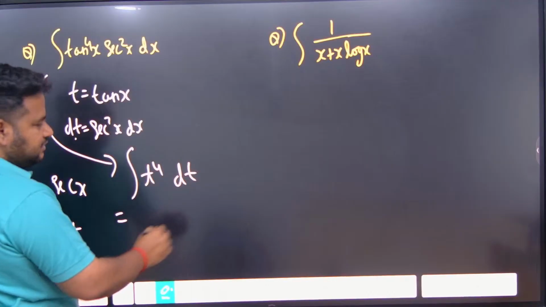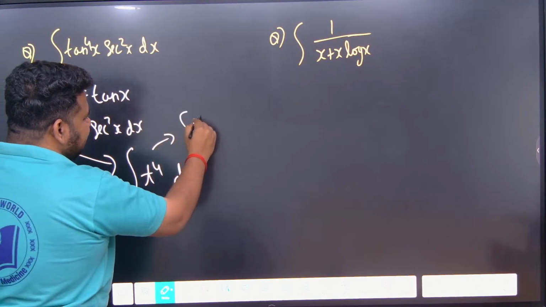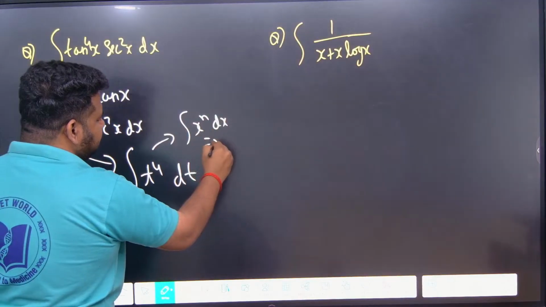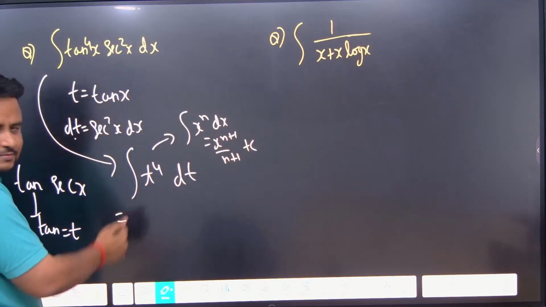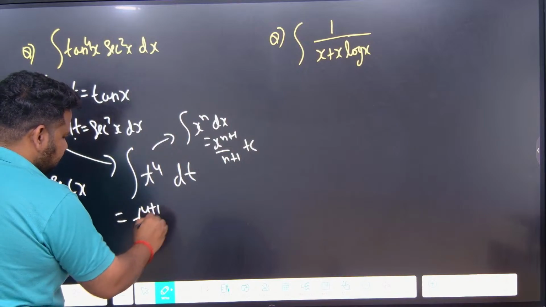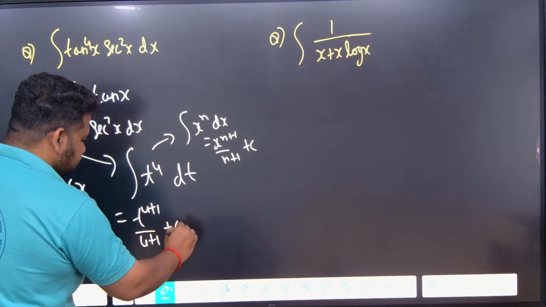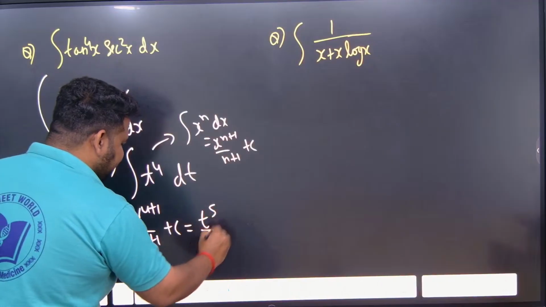t power 4 dt. These are for which formula? The x power n dx formula. So this will become what? x power n plus 1 by n plus 1 plus c. Similarly, this will become t power 4 plus 1 by 4 plus 1 plus c. So that is t power 5 by 5 plus c.